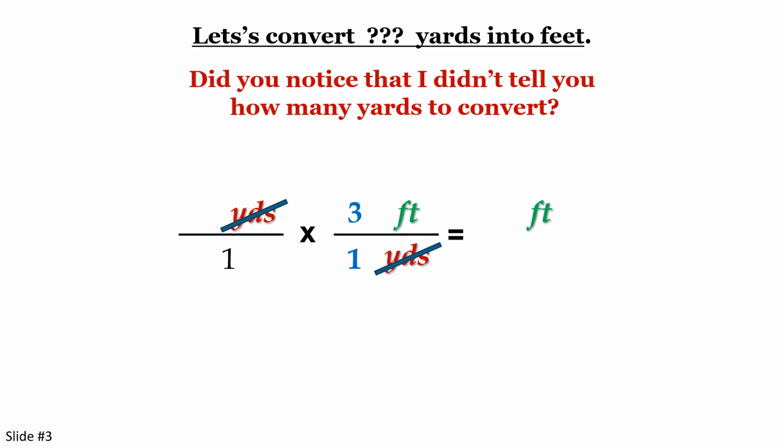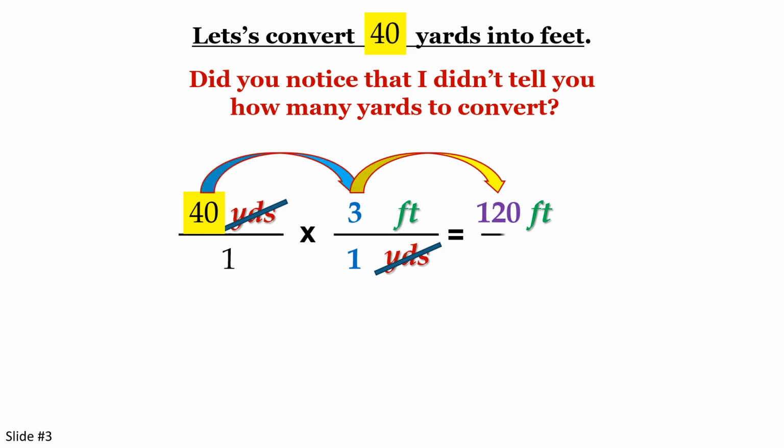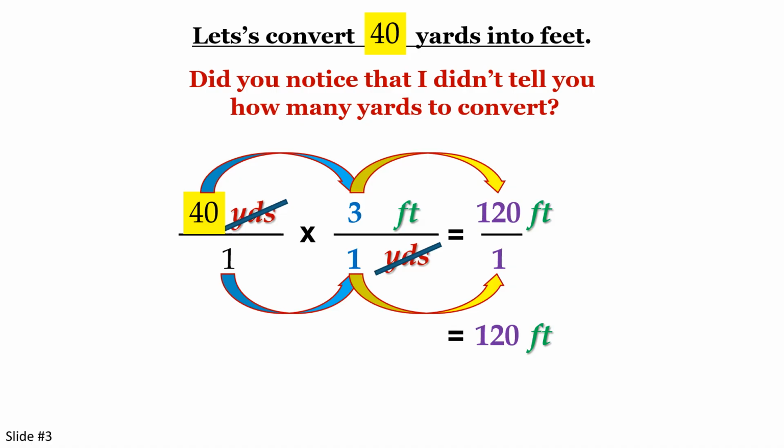So we know that there are 3 feet in 1 yard. And now I need to know how many yards there were to start with. 40. So I put 40 over there. And now I just multiply across, and I end up with 120 over 1, or just 120 feet. So as long as I put the units in the right place, whether I'm multiplying or dividing by the conversion factors, the units will take care of themselves.